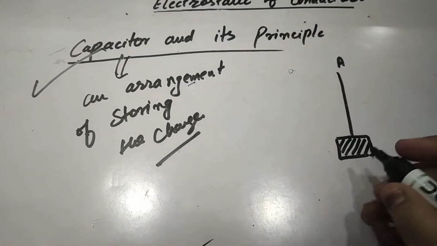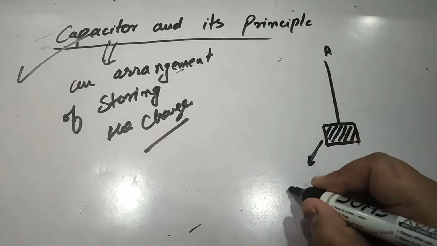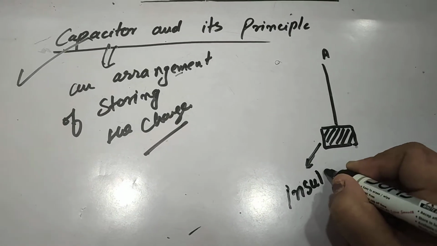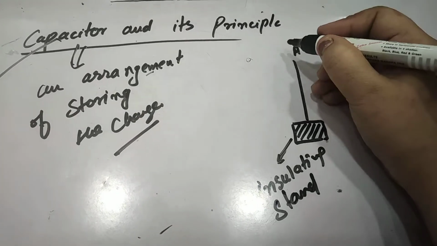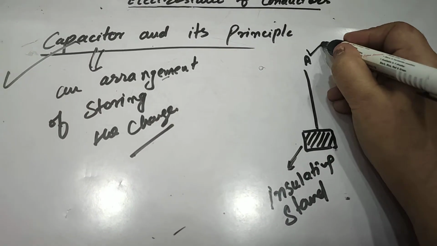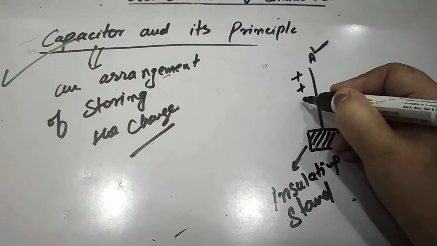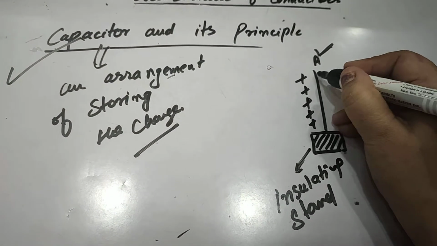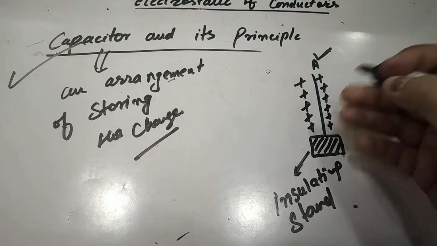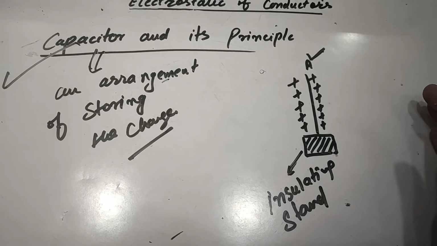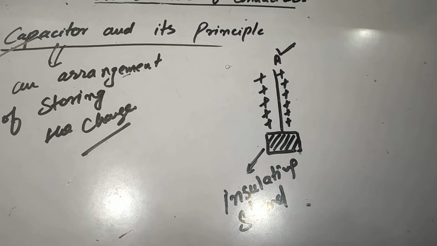Let us consider this. We have an insulating stand with an insulated, uncharged conducting rod. Let some positive charge be given to it, so that its potential rises to the maximum, meaning no more charge can be given to it. But now we want to give it more charge. So what do we have to do?